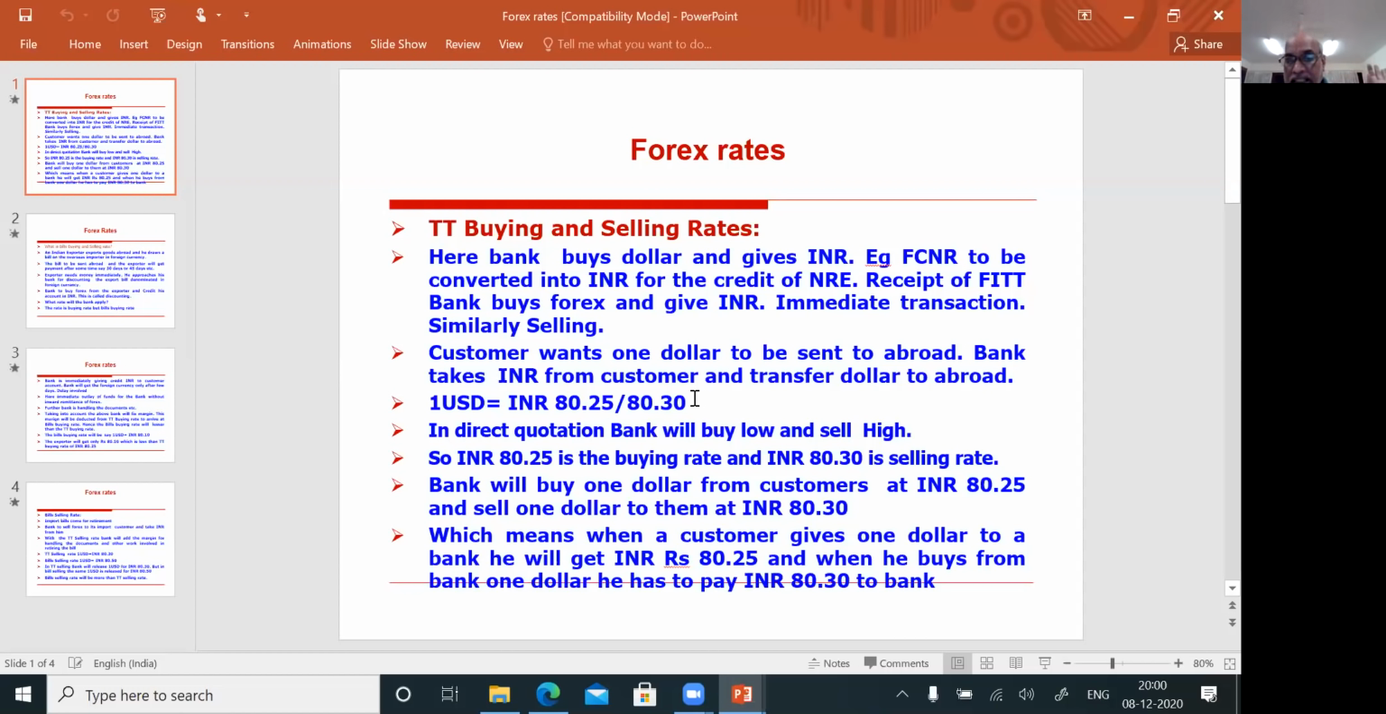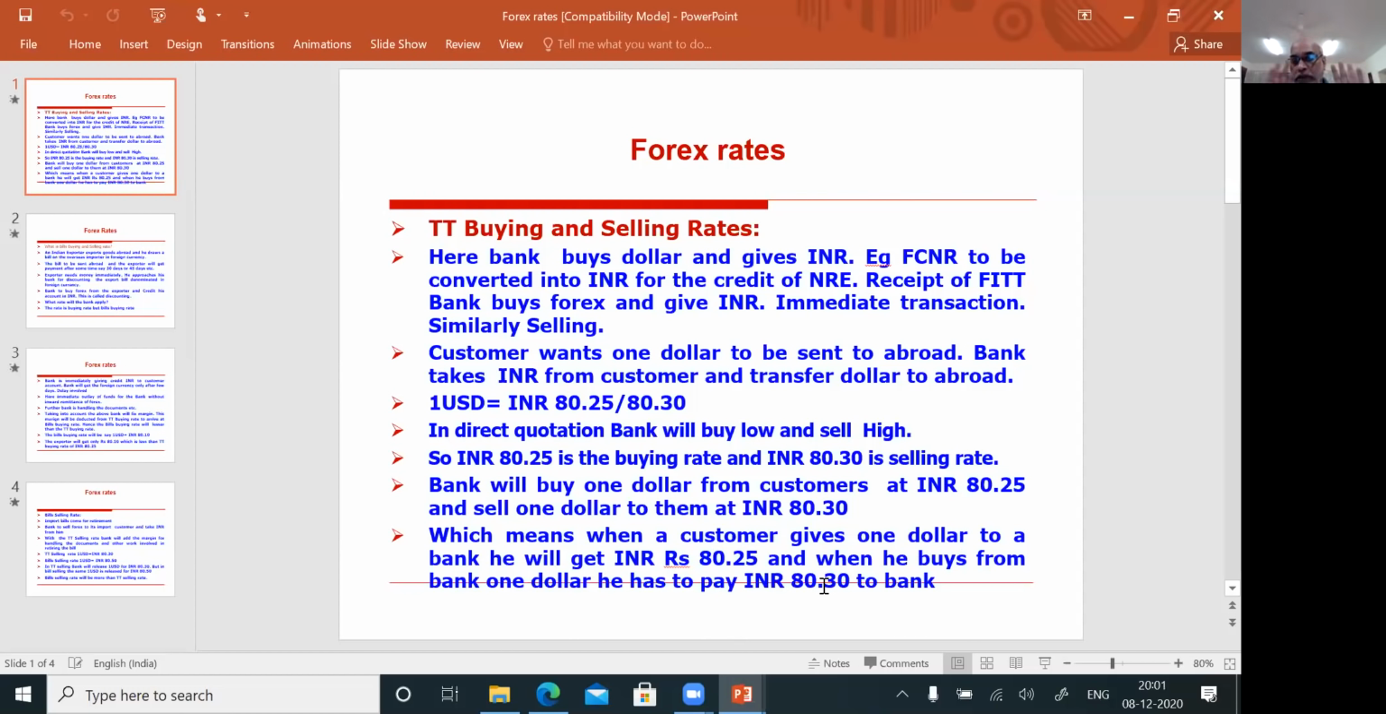So if the rate is given INR 80.25 and 80.30 TT, this is the TT buying rate and this is the TT selling rate. So in direct quotation, the bank will buy low and sell high. So Indian rupees 80.25 is the buying rate and Indian rupees 80.30 is the selling rate. The bank will buy $1 from the customer at the rate of 80.25 and sell the dollar to them at the rate of 80.30. Which means when a customer gives $1 to the bank, he will get 80.25, and when he buys $1 from the bank, he has to pay 80.30. So buy low, sell high.